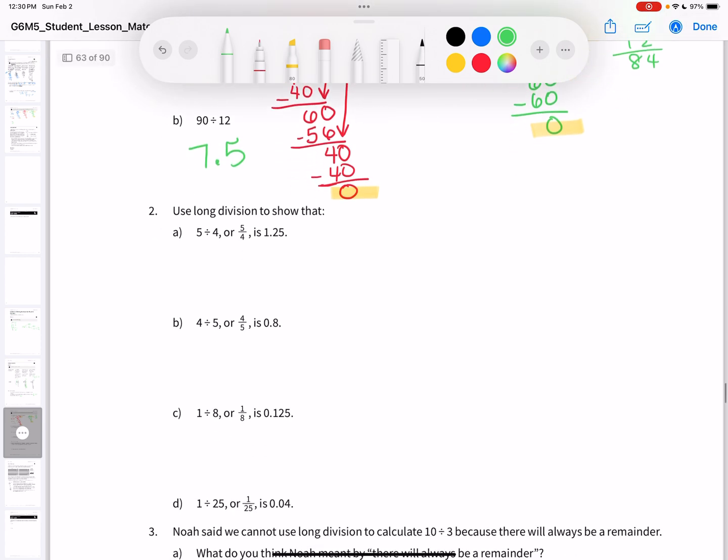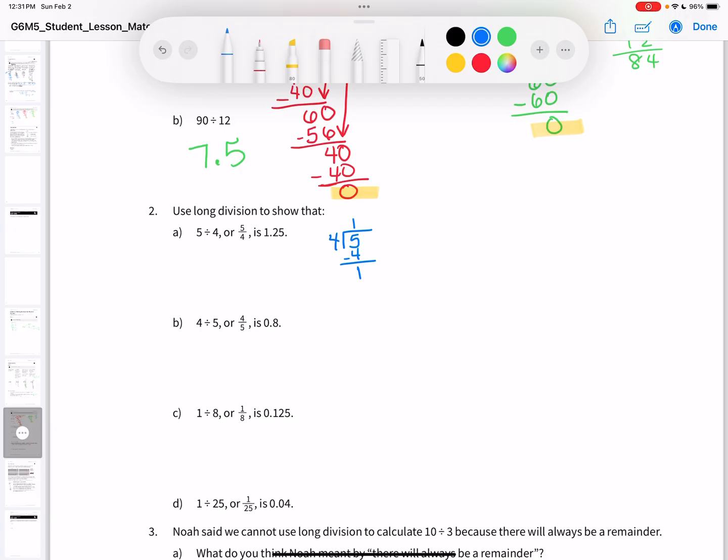Okay, number 2 says, use long division to show that 5 divided by 4, or 5/4, is 1 and 25 hundredths. All right, we can totally do that. Here we go. So we are going to do 5 divided by 4. So 4 goes into 5 one time. 1 times 4 is 4, so we subtract that out. That leaves us with 1. We don't have any numbers after the 5, but we have a remainder, so we have to keep going.